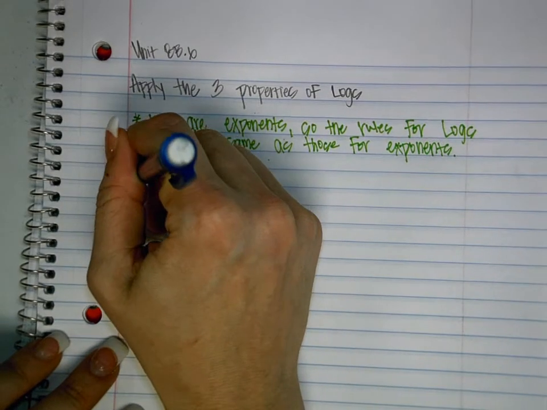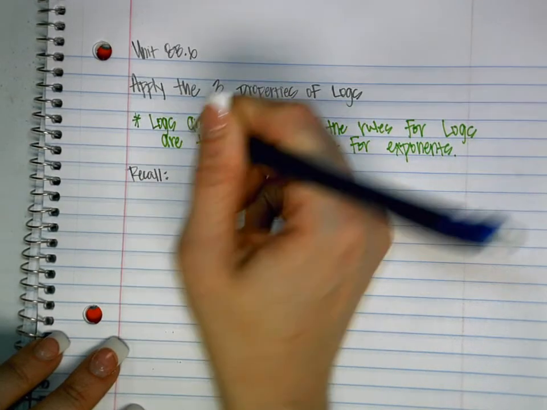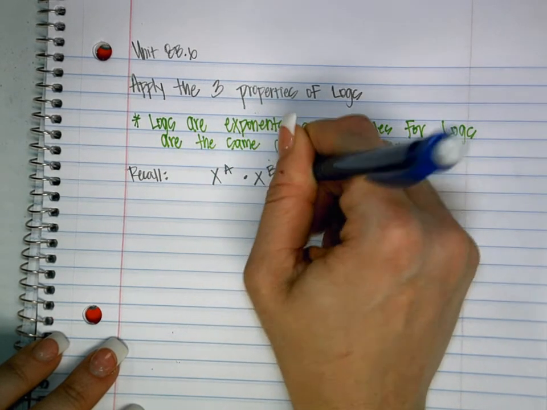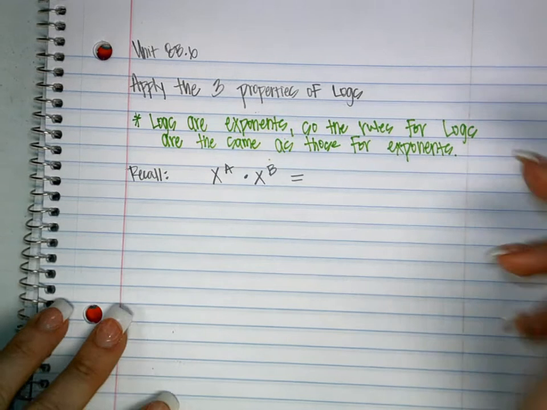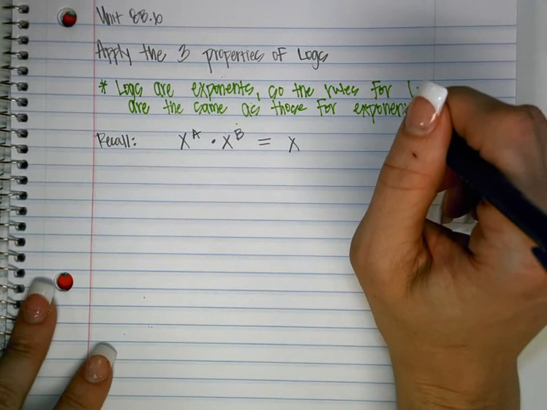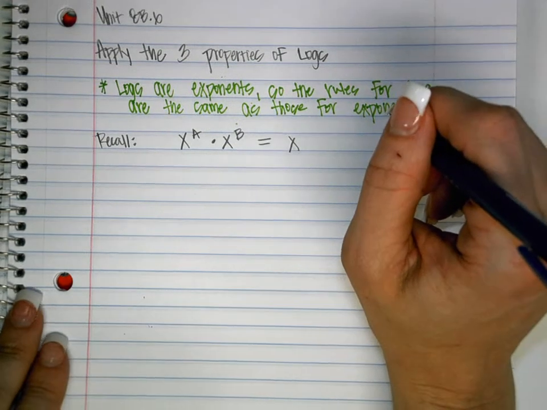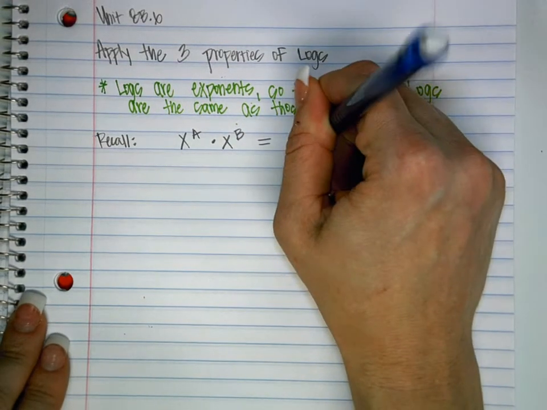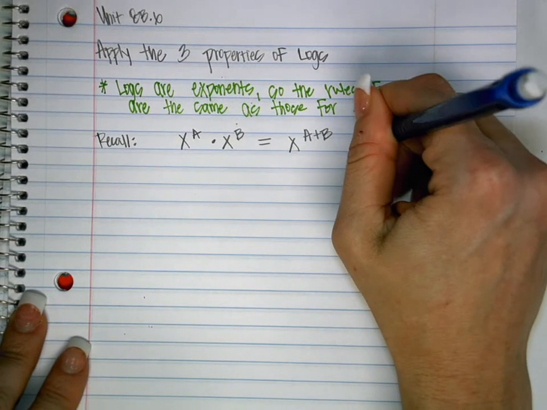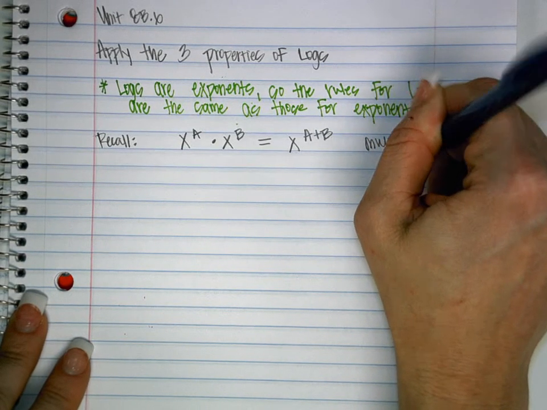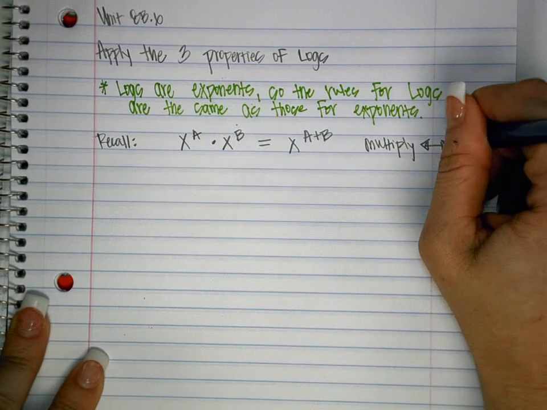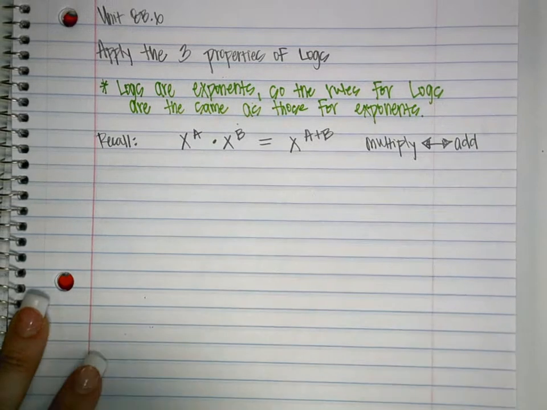Let's recall, what happens when we have x to the a multiplied by x to the b? How do we combine those together? That would become x to the a plus b. Okay? So the key thing I want you to remember is that multiplication goes with addition. Multiplication and addition are kind of linked to each other.